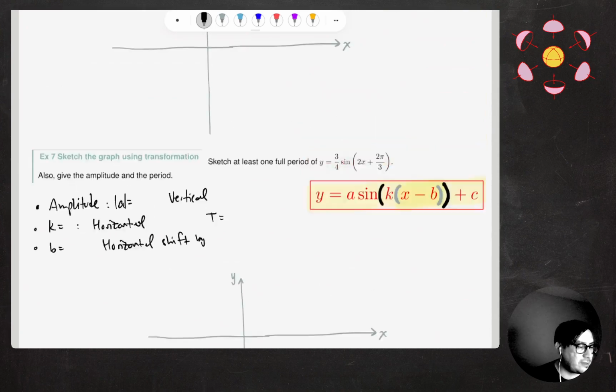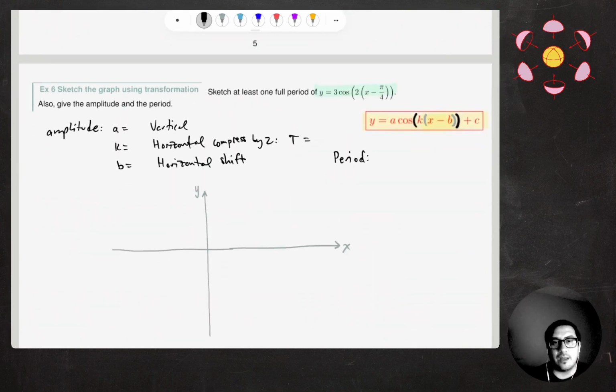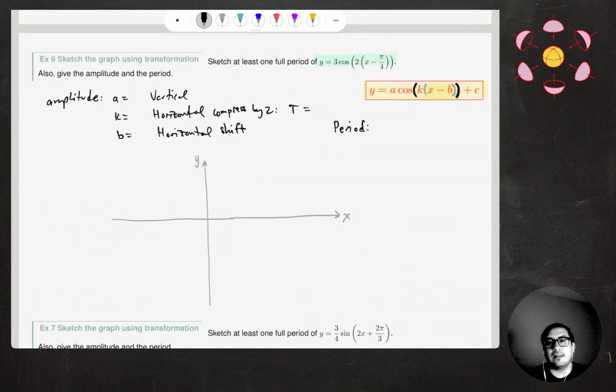So these are the last two problems that we're going to do. And in fact, I'm just going to do number 6 and leave the last one for you to do in class or on your own.